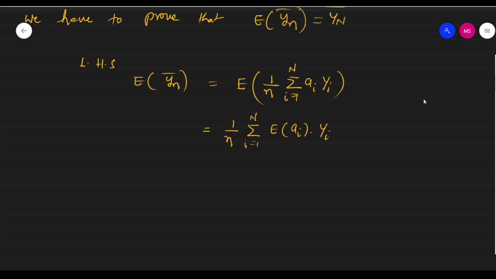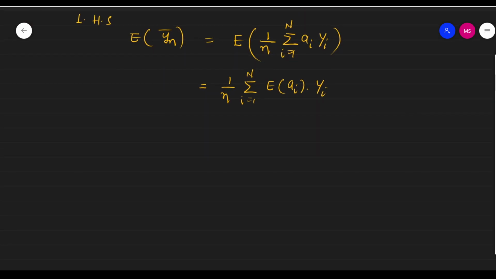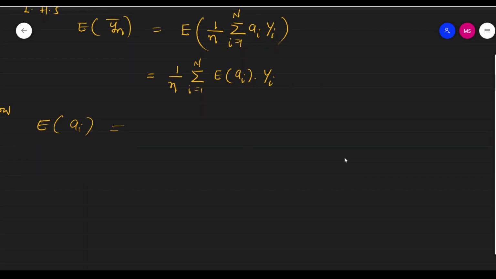So expectation of a. Now first of all we have to discuss the expectation of a. What is the expectation of a value? So observe the expectation of xi formula. What is the expectation of x formula? Expectation of x is equal to, very simple, x into p of x.